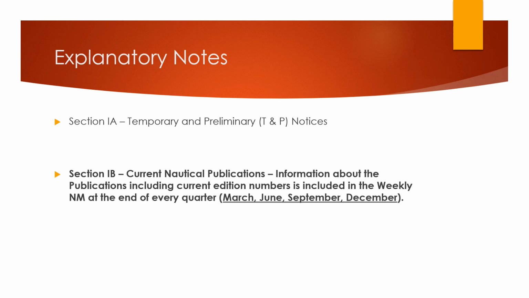And this is included in the weekly notice to mariners at the end of every quarter of the year. That means at the end of every 3 months, that is March, June, September and December. So because this notice was issued in November or end of November, I cannot show you an example of that, but every 3 months in section 1B, the latest or the current edition number of the nautical publications is also included in the weekly notice to mariners. However, I'll show you what I mean by section 1A and how the temporary and preliminary notices, that is the T and P notices, are shown in the notices to mariners.